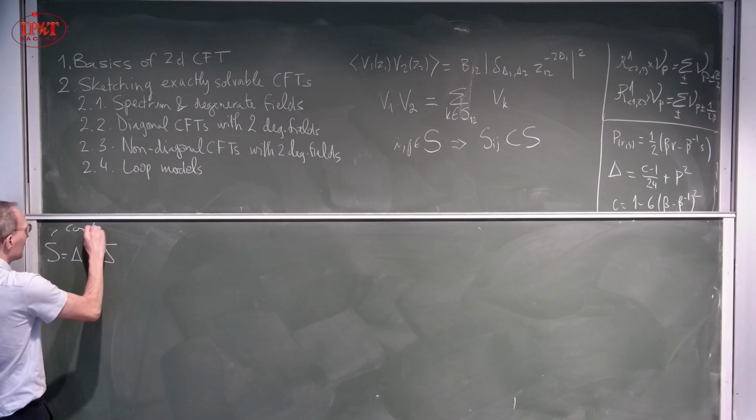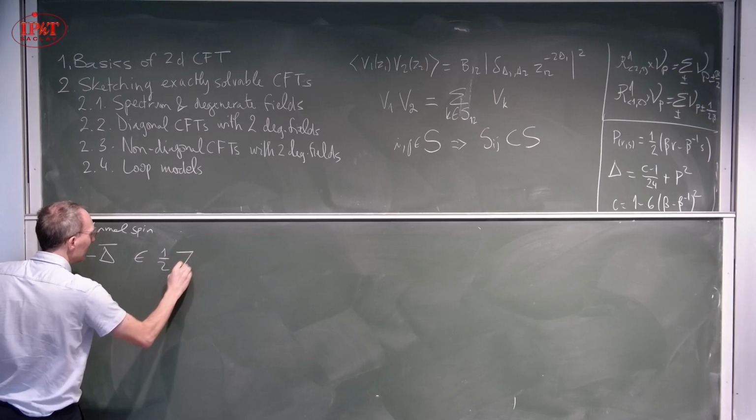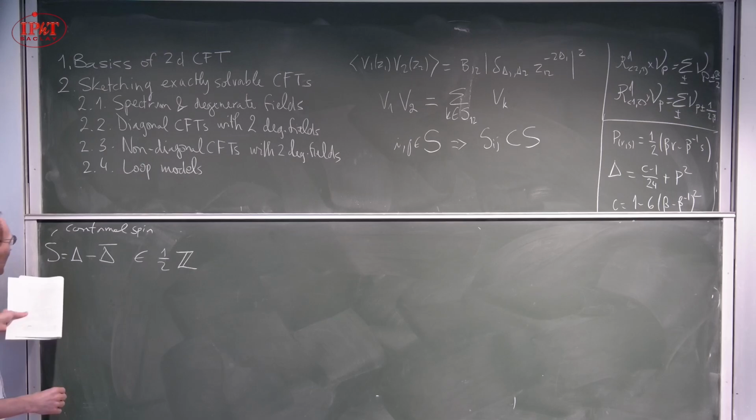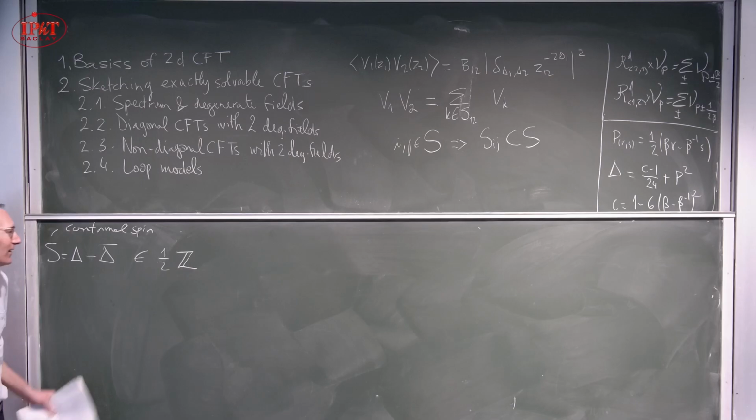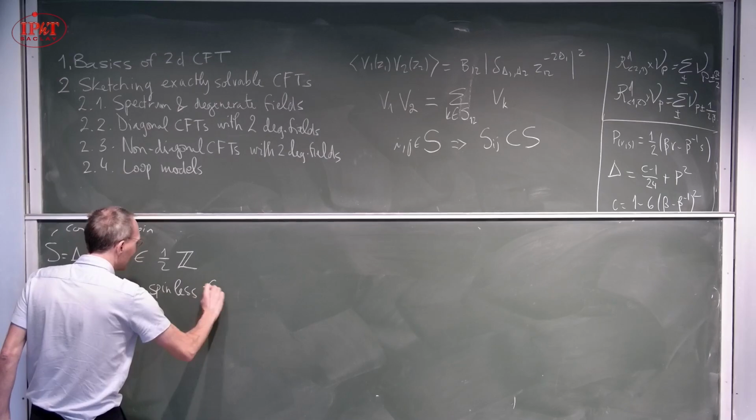But it has to be half-integral. So when I'm building a field, I have to satisfy this condition. And the simplest way to satisfy it is probably that their dimensions are equal. So a field which has equal left and right dimensions is called a spinless field, a field whose spin is zero.